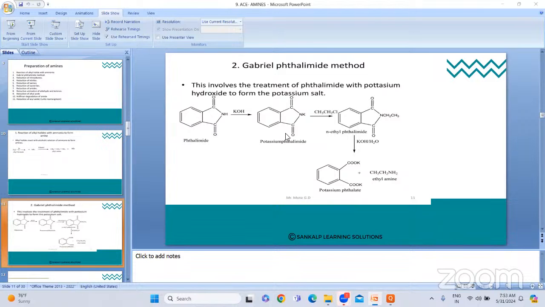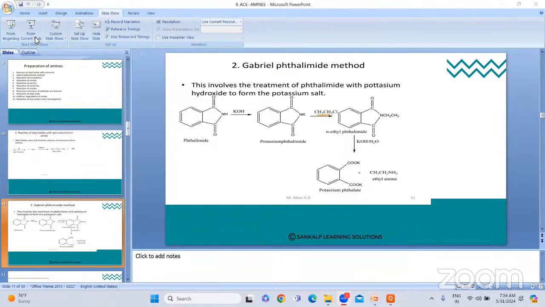So what do we get? We get an N-alkyl phthalimide, right? This N-alkyl phthalimide, further we are going to do hydrolysis, a base hydrolysis, and then we are going to get the respective amine and potassium phthalate. So this is the Gabriel phthalimide synthesis.